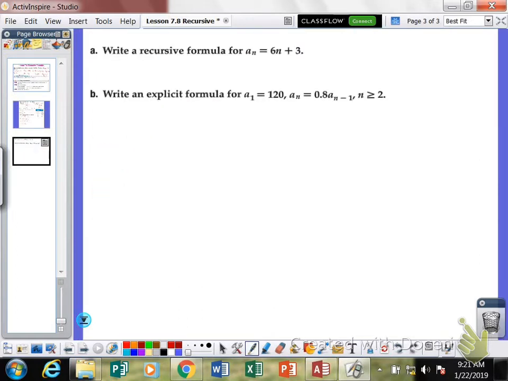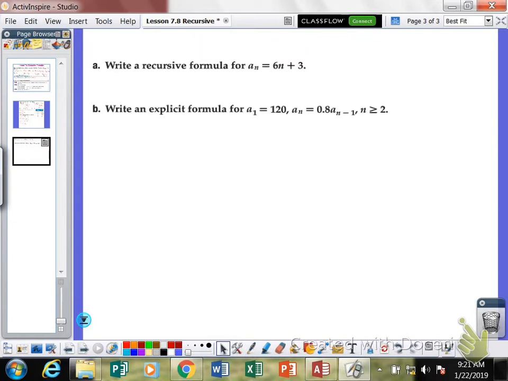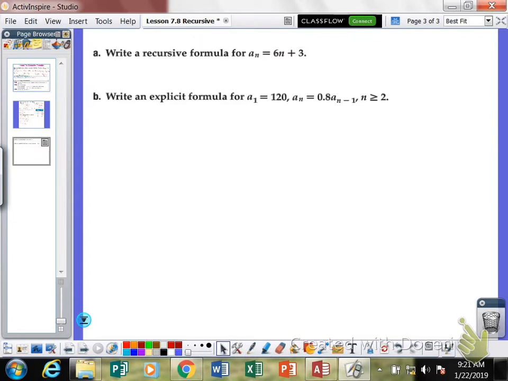All right, so let's take a look at this next one here. So I'll put it down here. All right, so part A, we'll do: write a recursive formula for my explicit equation that I have there. So a sub n equals 6n plus 3. Well, before I can do that, I've got to find the first 3 terms just to make sure.